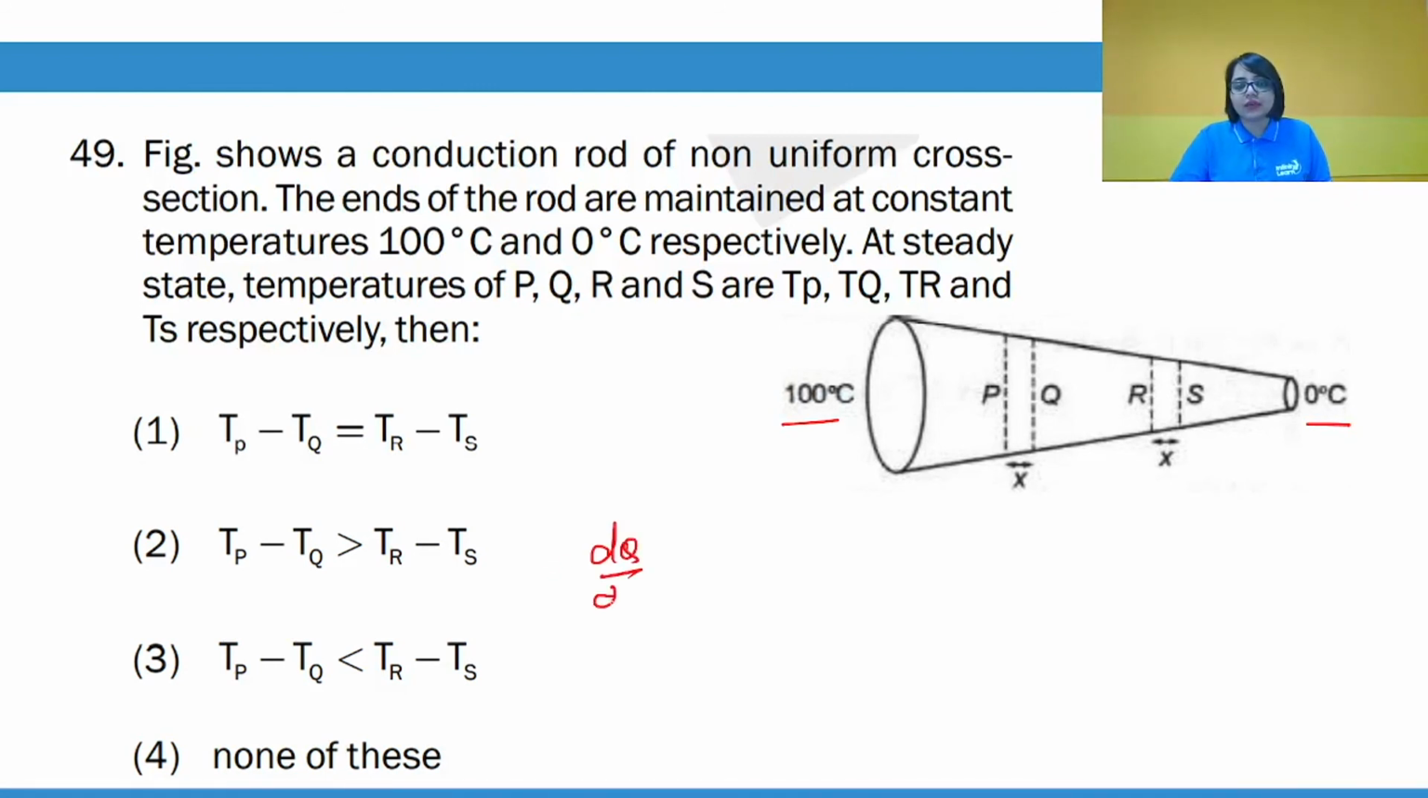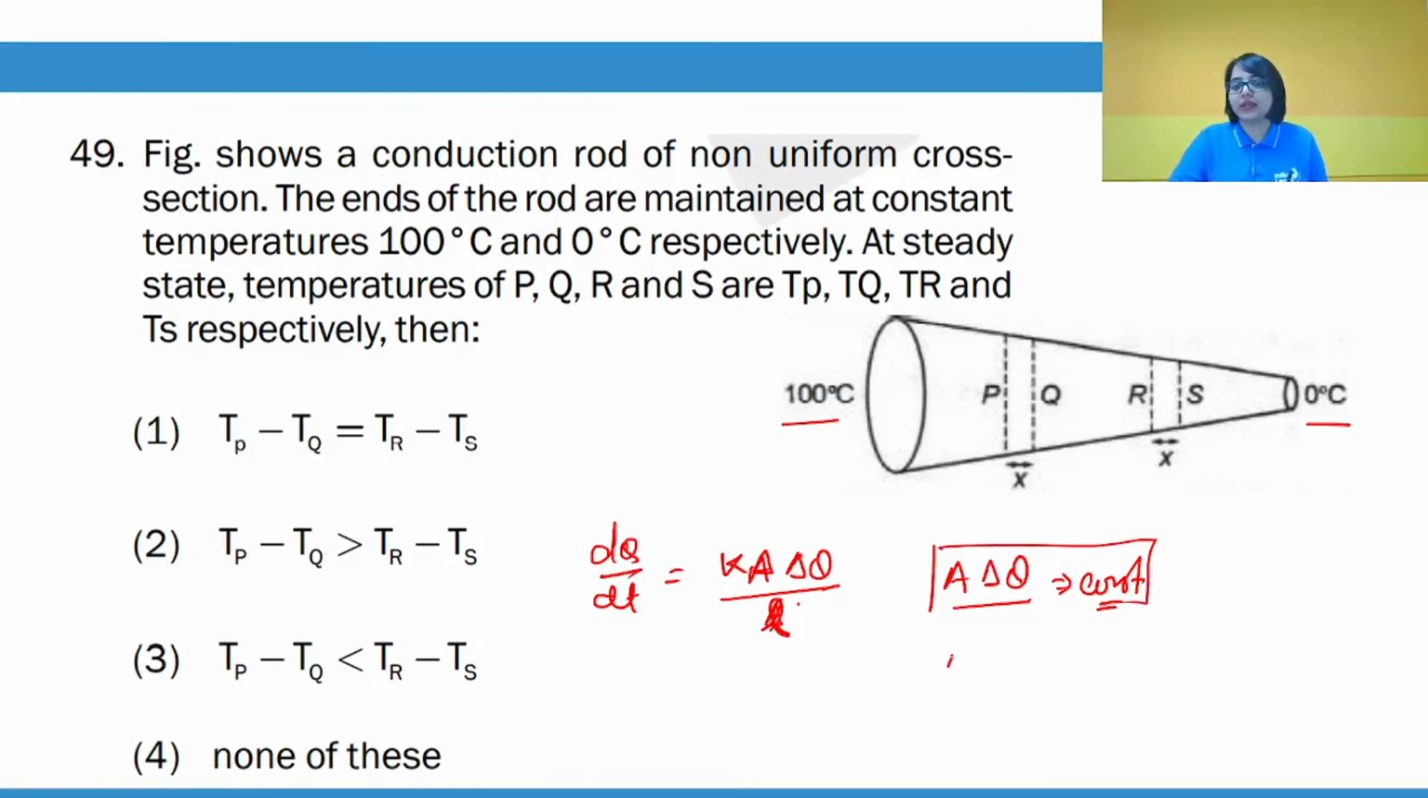dQ by dt is equals to constant and it is equals to Ka delta theta by delta t, or K A delta theta upon L, right? Now this value should be constant. That means if K and L is constant, then A delta theta should be constant. But A is decreasing. So in order to keep this term as constant, delta theta should increase, right? That means TR minus TS will be more than TP minus TQ, which is option 3.